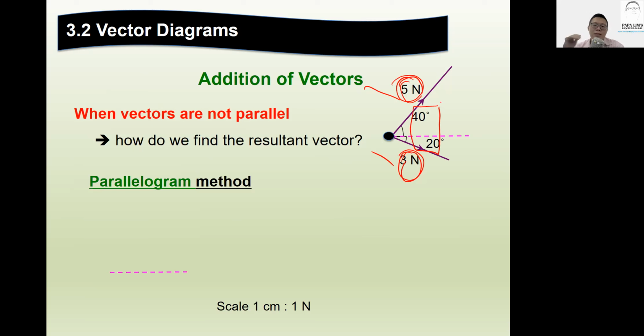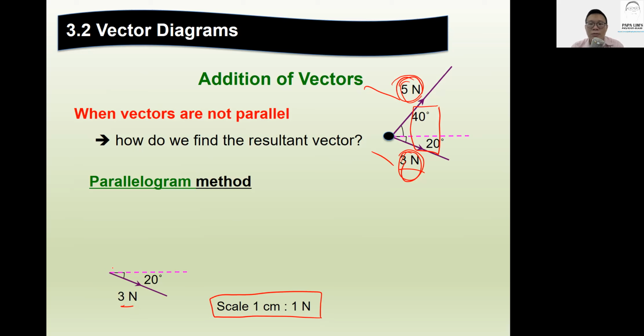The first force I see is 3 Newton, 20 degrees down. So I measure 20 degrees below the horizon, and then I have a 3 Newton force. Remember, how do I draw this 3 Newton? It's based on the scale that I set for myself. If I set 1 cm to 1 Newton, I represent this 3 Newton in the drawing by a 3 cm line.